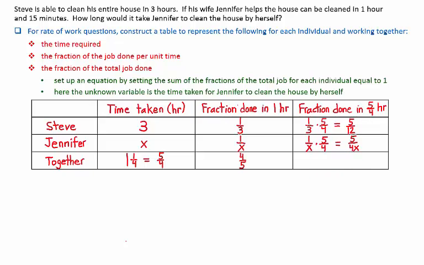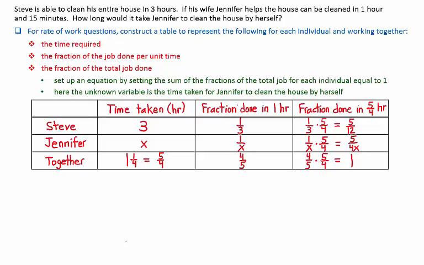For Jennifer, she does 1/x per hour. We multiply that by 5/4, giving us 5/4x as the total amount or fraction of the job that she does. And working together, we multiply 4/5, which is the amount done in 1 hour, times 5/4, and of course this gives us 1, corresponding to 100% of the job being done.